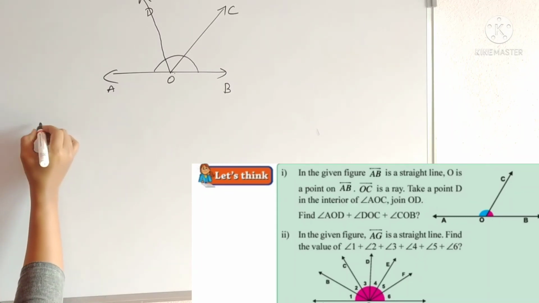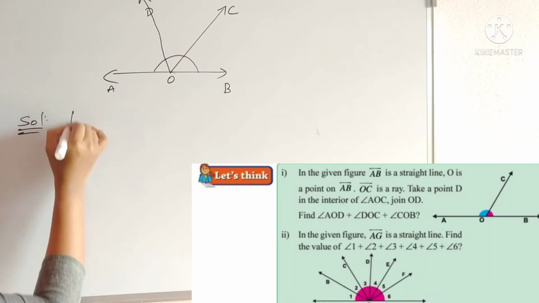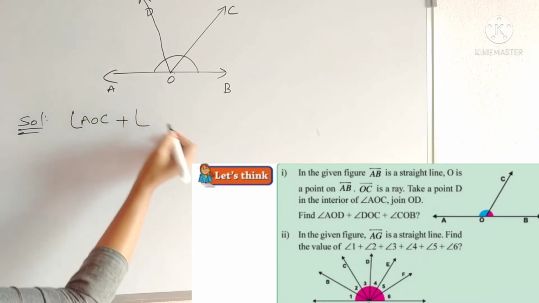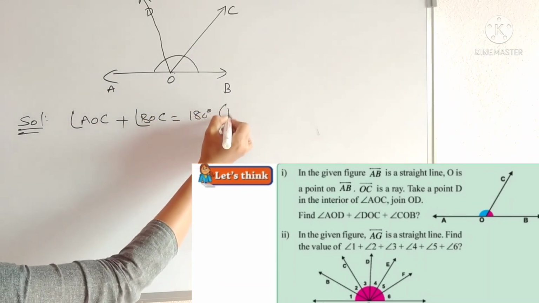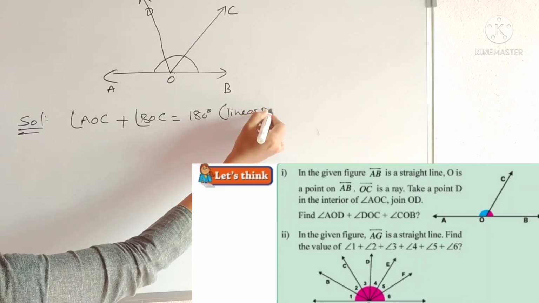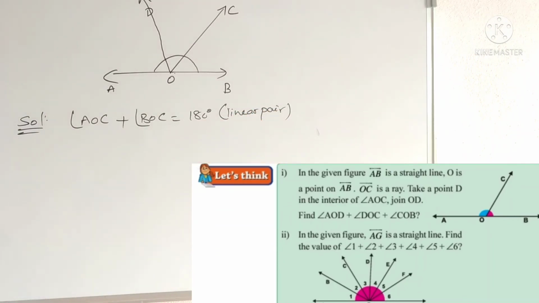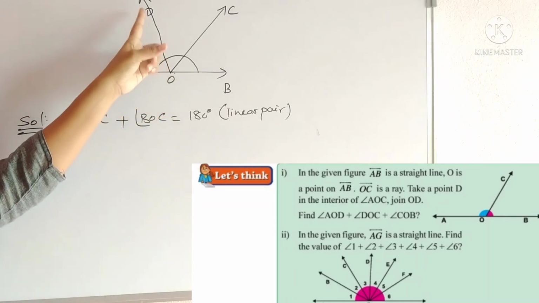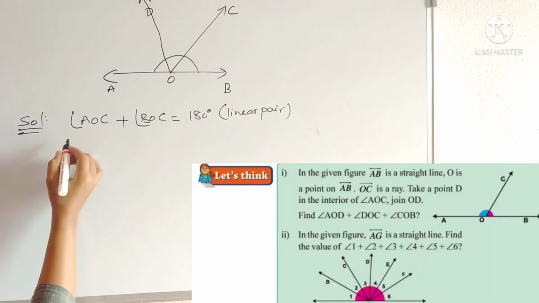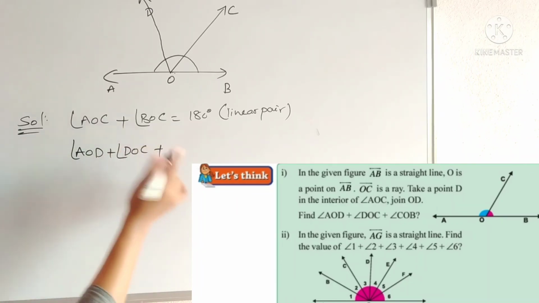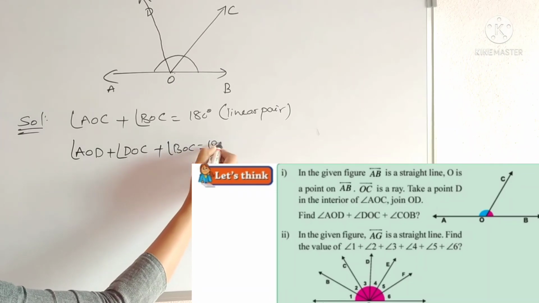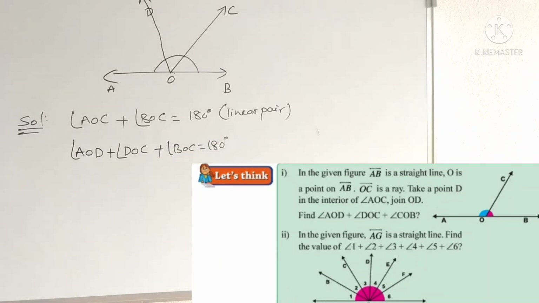First, angle AOC plus angle BOC are forming a straight line. Forming a straight line means they are a linear pair, so their sum is 180. Now what is this angle AOC? Angle AOC we can write as angle AOD plus angle DOC. So angle AOD plus angle DOC plus angle BOC is equal to 180. The sum of three angles is 180 degrees.